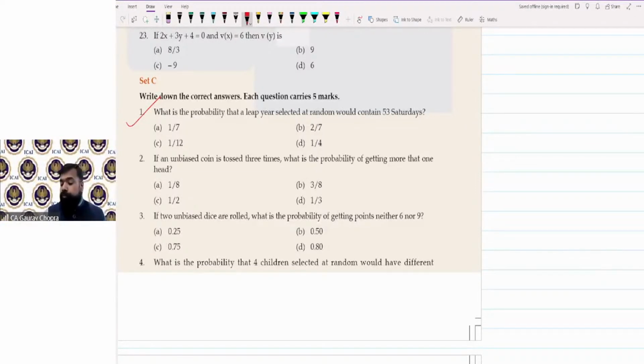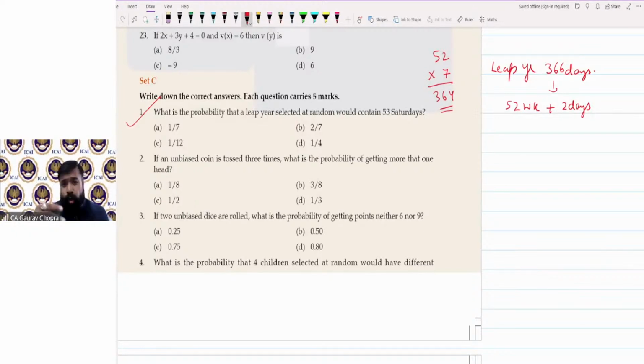See, in a leap year, how many days are there? In a leap year, there are 366 days. And how many weeks are there? If we calculate, there are 7 days in a week. And if we say there are 52 weeks, so 52 multiplied by 7 becomes 364 days. So in a leap year, there are 52 complete weeks plus 2 additional days.